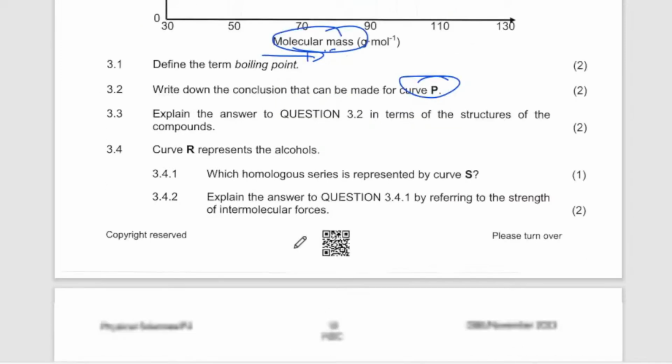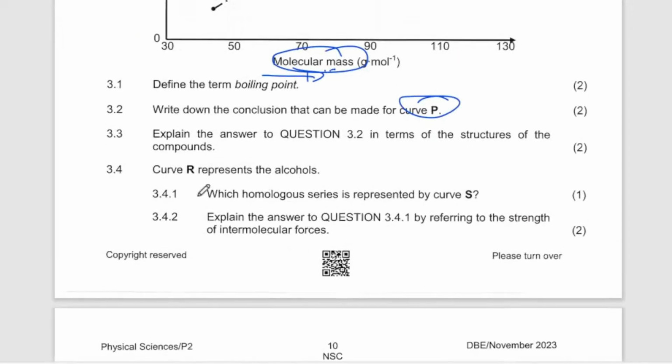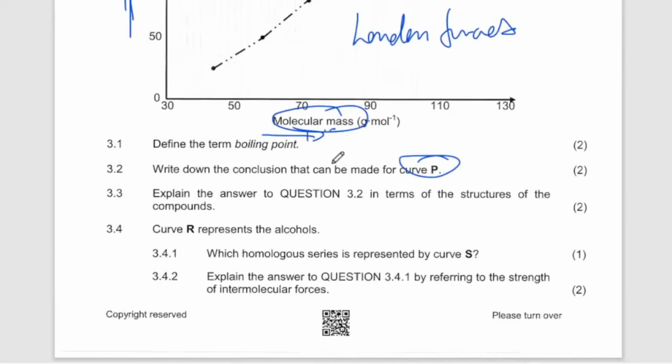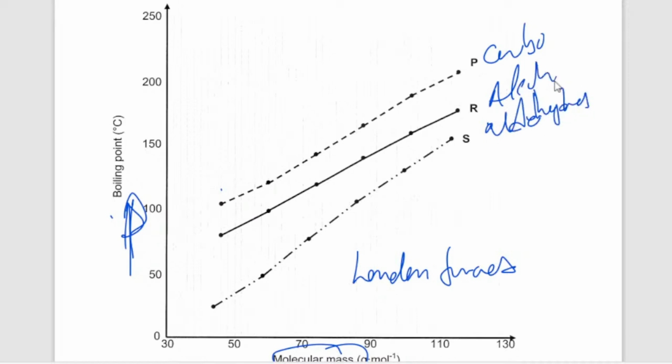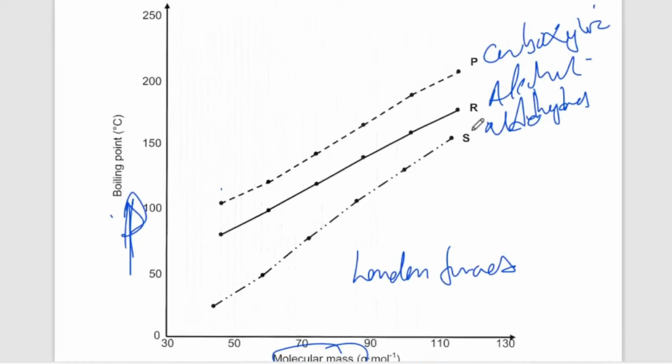Then they're saying that curve R represents alcohol. Curve R, where is curve R? Okay, if this is alcohol, then automatically this is carboxylic acid, and then this is aldehyde. Yes. So if this is alcohol, then this is carboxylic acid. So why am I saying that? I'm just saying because they have said R is alcohol.